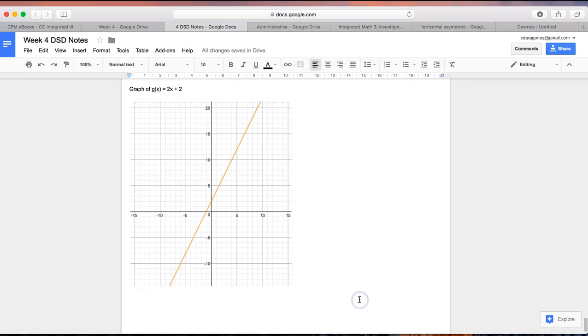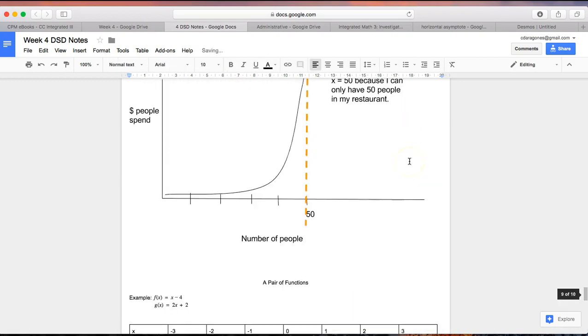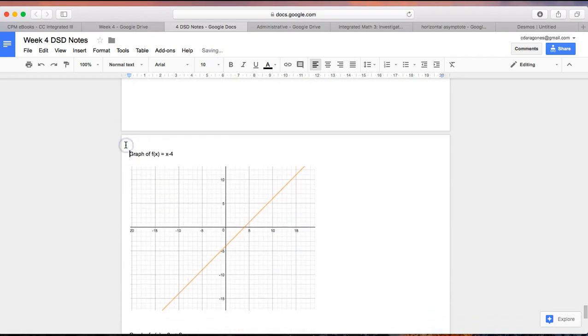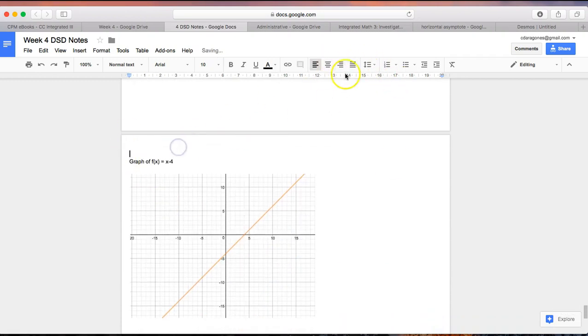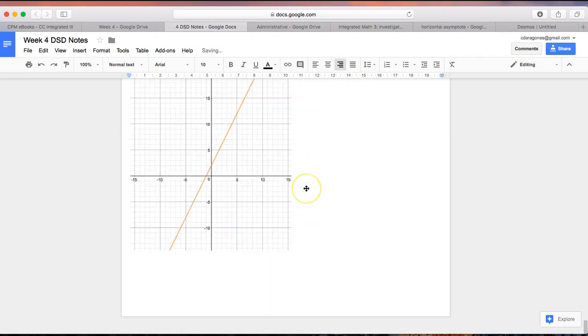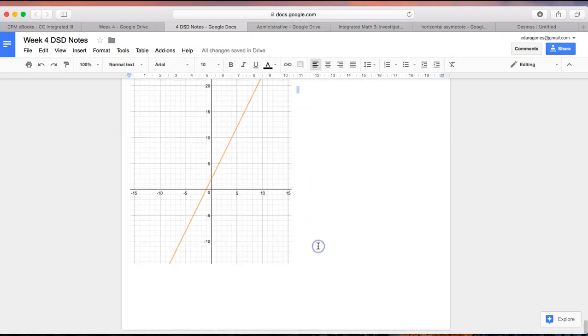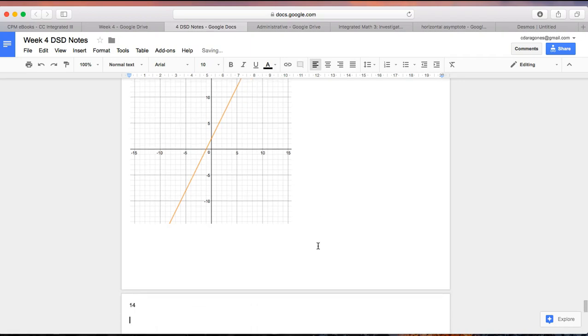So on the next page, this is page 13. The next page for me will be page 14. You're going to go ahead and call this next page combining linear functions.